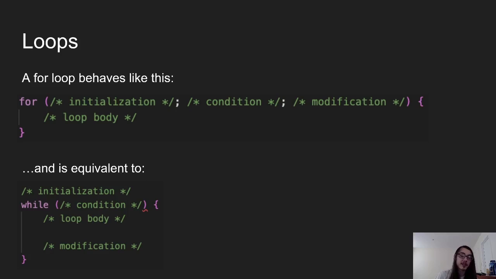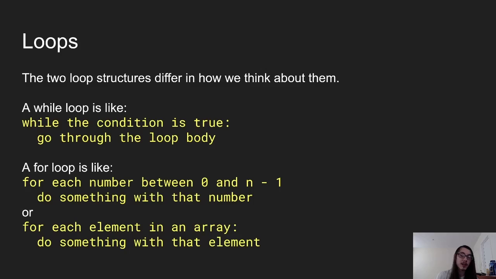And the main difference between the two loops is generally how we think about them. A while loop behaves like, while the condition is still true, continue going through the loop body. In this case, it's while we still have elements to process, keep processing. Or while our counter is less than n, keep processing. A for loop is more like, for each number between 0 and n-1, do something with that number. Or for each element in an array, do something with that element. In this case, it's symbolically, for each number that we have to process, process that number. But really, it's for each number between 0 and n-1, process one number, meaning we'll process exactly n numbers total.